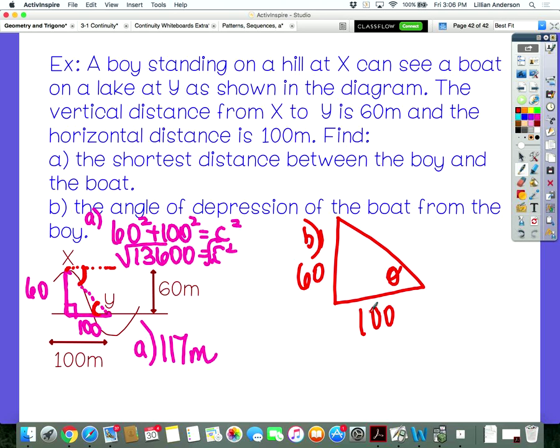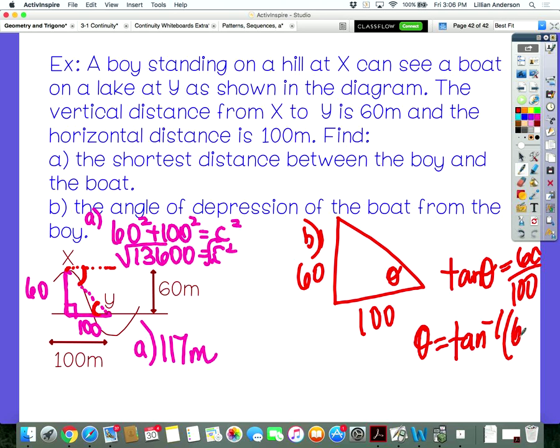What trig ratio am I using? Tangent equals what over what? Whenever I'm looking for an angle, I do the inverse. And I'm going to round to 3 significant figures. So 30.96, so 31.0.